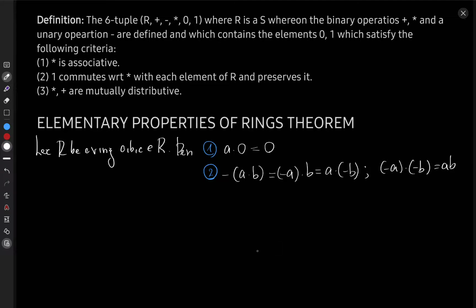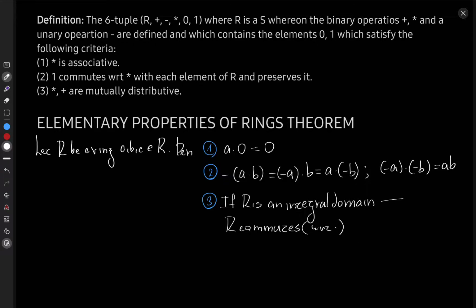Pardon me, these are two different equalities, of course. They behave precisely as one would expect. And 3, if, moreover, R is an integral domain, that is to say that R commutes with respect to the multiplication and the additive identity is not equal to the multiplicative identity, then for each A, B which isn't equal to the additive identity, it holds that A times B is not 0.